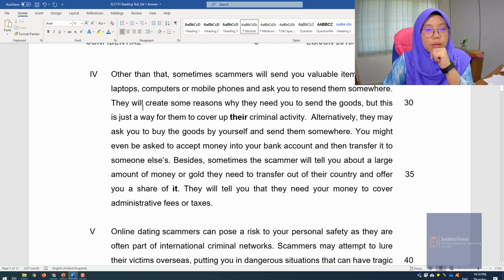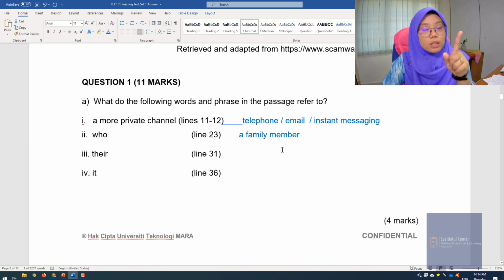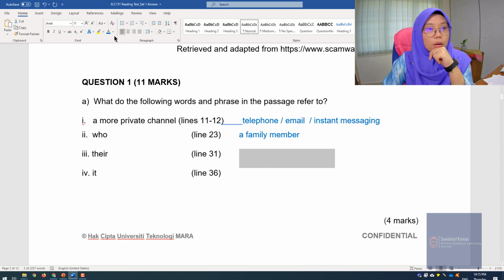Here, they will create some reasons why they need you to send the goods, but this is just a way for them to cover up their criminal activity. Whose criminal activities? So you have to read much further. Other than that, sometimes scammers. Okay, now I know. Whose criminal activities? The scammers. Now we know that this is a possessive pronoun, so the answer should be this one.